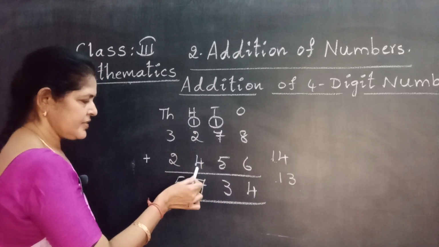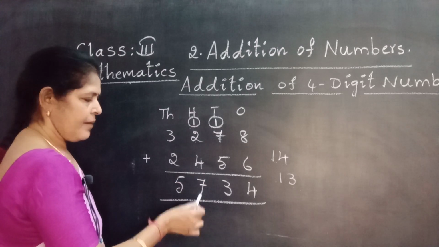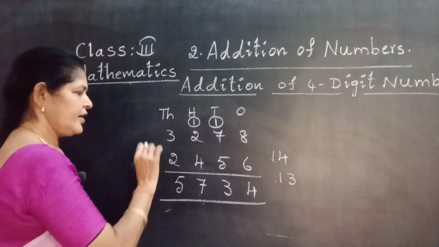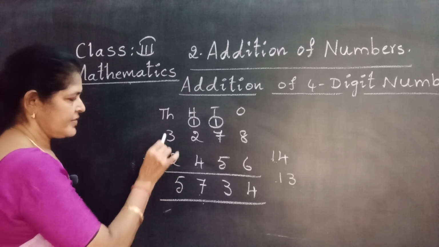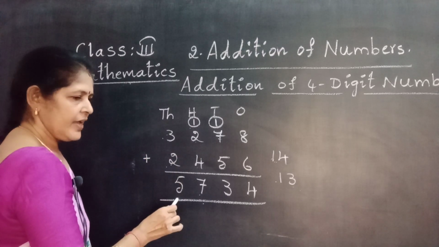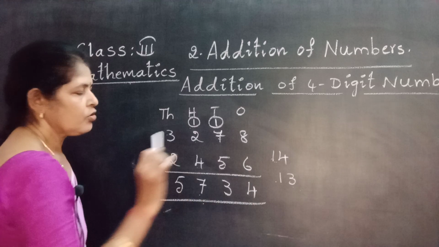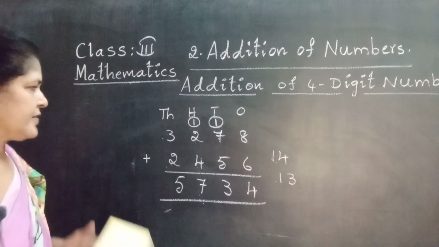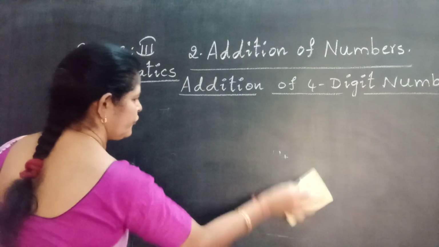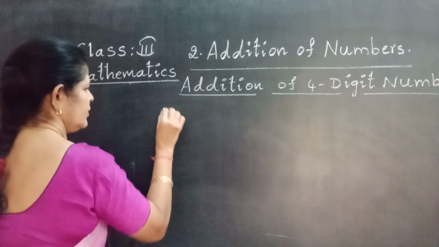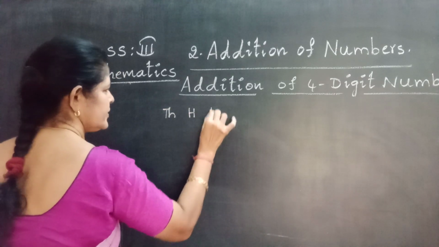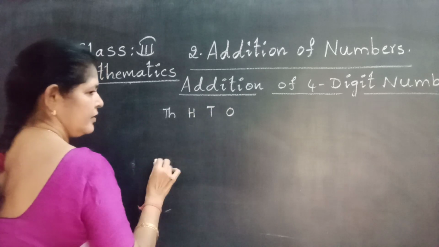Now adding hundreds numbers, we get a single digit number right there only. After that go to thousands place numbers, adding thousands place, we get the 5. Right, this is the total. Okay, next another example. Same 4-digit numbers. Thousands, hundreds, tens, ones. Ready?